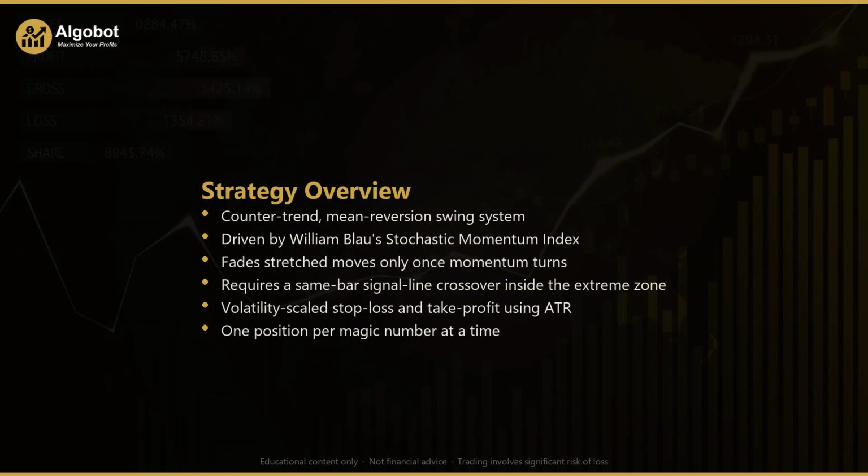Who might find this interesting from an educational standpoint? Traders who are curious about oscillator-based, counter-trend systems, and who want to understand how a double smooth momentum gauge can be combined with a signal line crossover to time entries. As always, no strategy avoids losing trades, and mean reversion systems in particular can struggle when a market trends strongly. Everything here is for learning purposes only, and never a promise of any particular outcome.